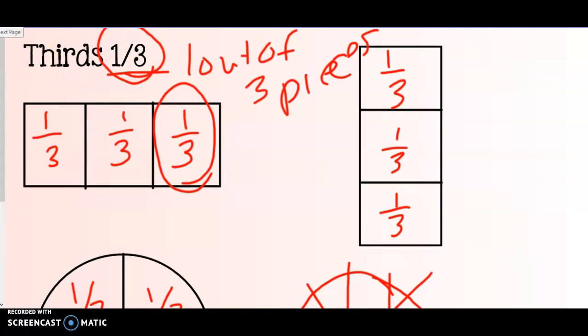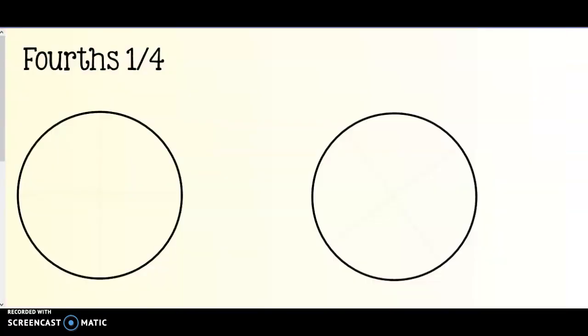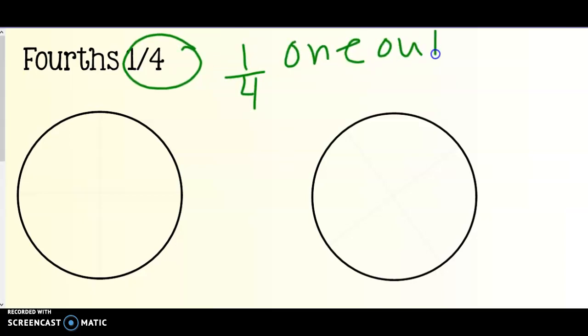All right, let's move on to our last example. And now we're going to partition our shapes into fourths. That means 1 out of 4 pieces. 1 out of 4 pieces.